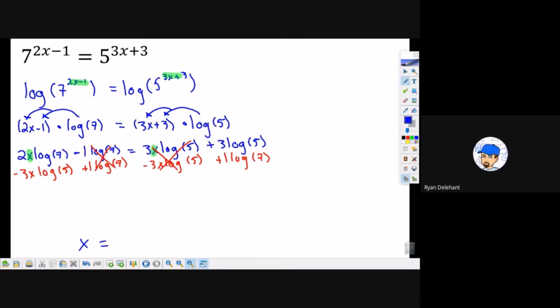Now we can't combine anything with this, because you got to think these are like variables. Unless they match exactly, they don't get combined. So that's log 7, that's log 5. I can't do anything with that. But what I have is 2x log of 7 minus 3x log of 5. And over here I have 3 log of 5 plus, and I'm going to stop writing the 1 in front of this log just so it doesn't get confusing.